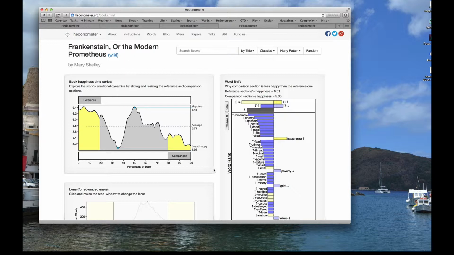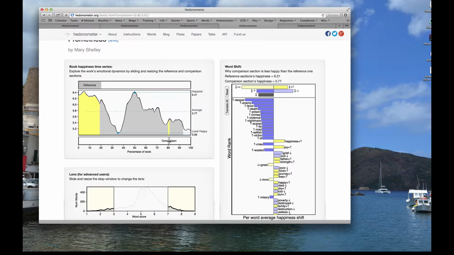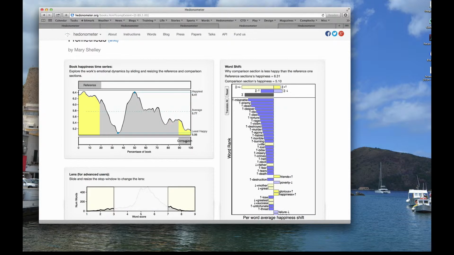You can see, for example, that the science shows that Frankenstein ends badly. If you look at the comparison text here, which I'll make a little smaller, there's miserable, enemy, dead, despair. So it's a pretty bad story here, and a lot of positive words have disappeared as well, like life and father and mother.